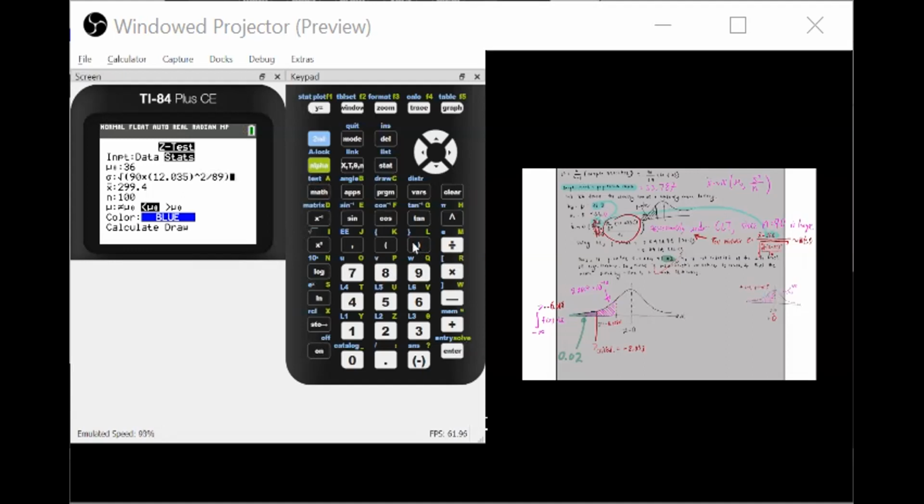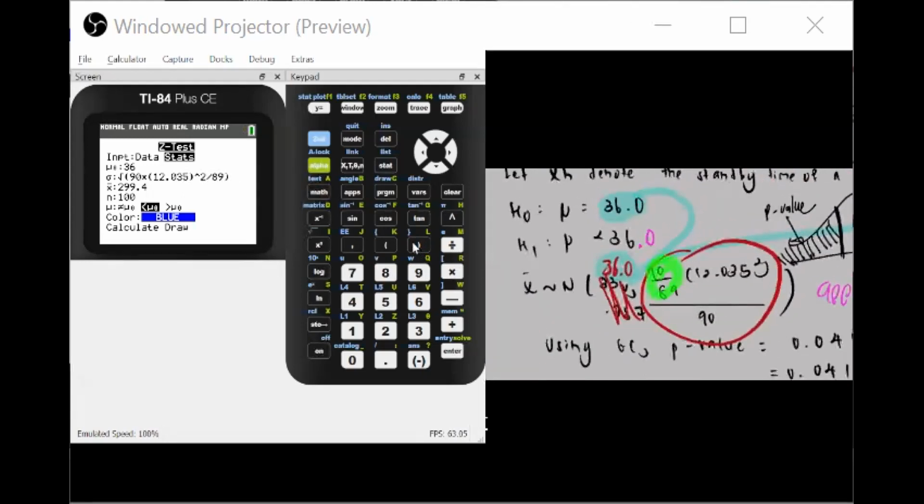Then you close the bracket. Over here, right? 90 over 89 times 12.035 bracket square. Enter, and then what's your x bar?